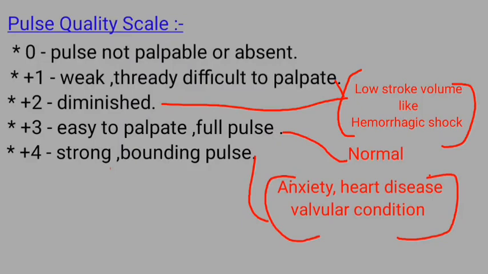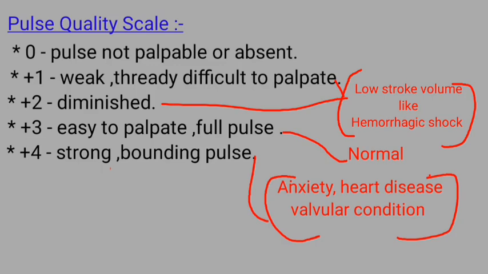Then discuss pulse quality scale. Pulse quality scale basically measures 0 to +4. पल्स क्वालिटी स्केल में फर्स्ट आता है 0. 0 मीन्स पल्स नॉट पल्पेबल और absent. Then +1 means weak and thready, difficult to palpate. Then +2 means diminished. +1 and +2 on the scale indicate low stroke volume like hemorrhagic shock.